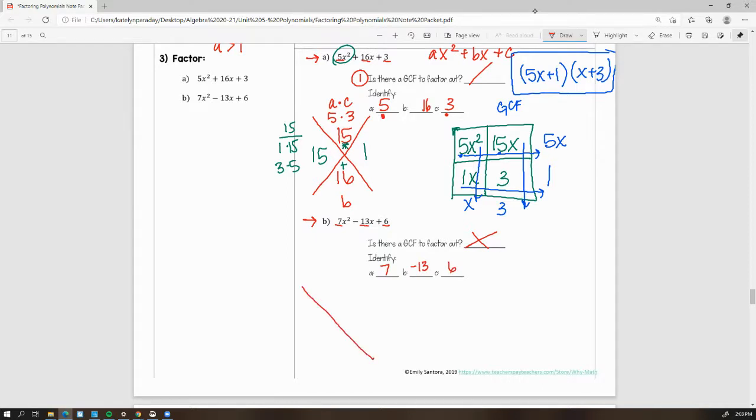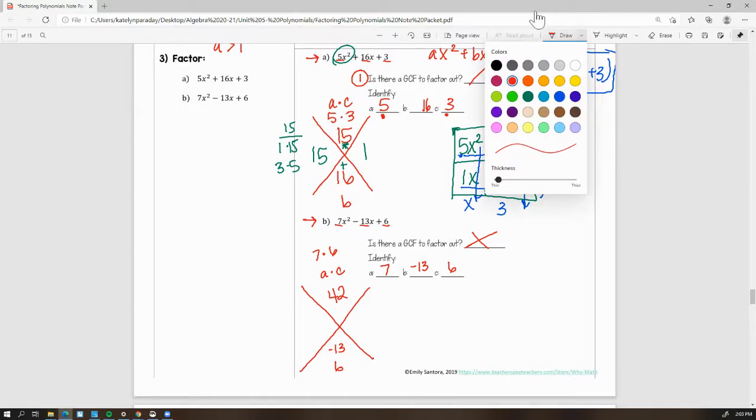Okay, so I make my x, A times C in the top, B in the bottom. B is easy, negative 13, because it's just given to us there. Now A times C is 7 times 6. So 7 times 6 is what, 42? 42, yep. And then we need to find our factors.